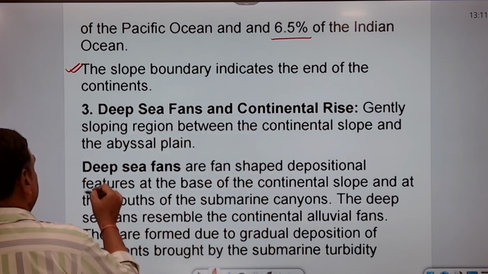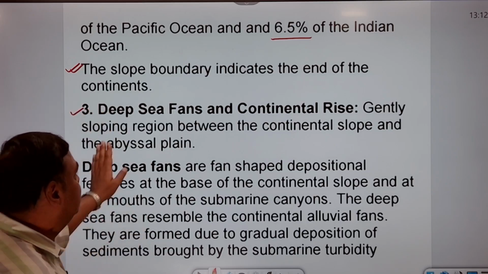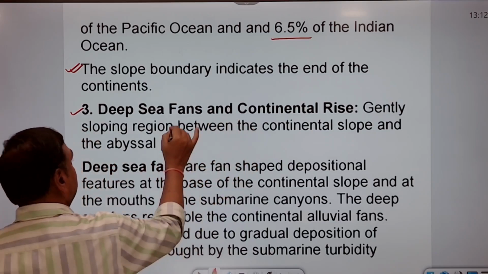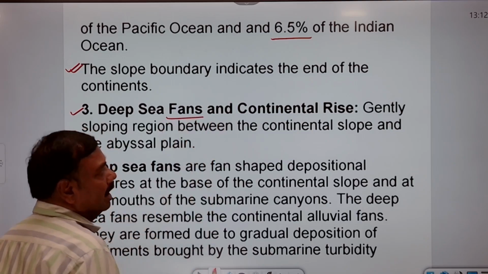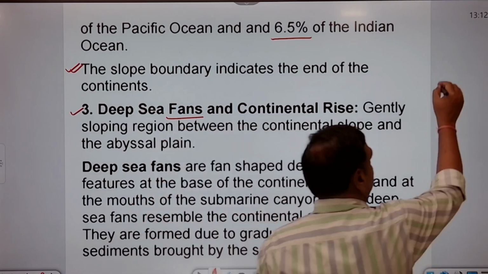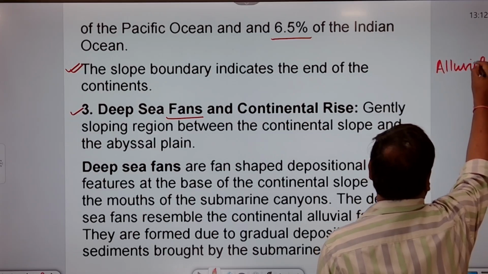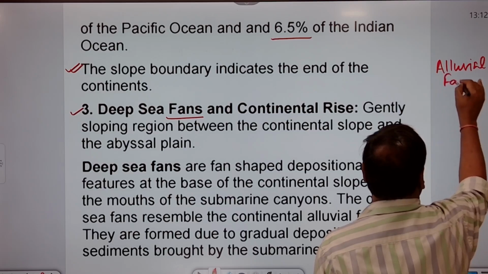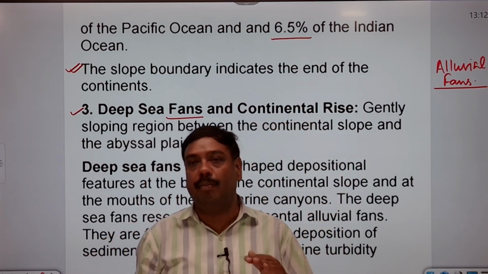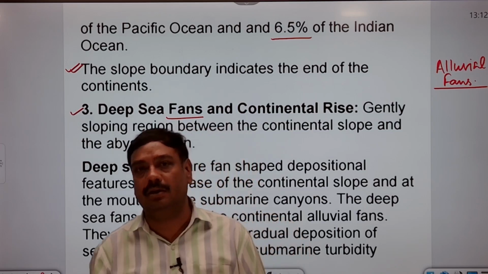Now come to the third part. The third relief feature has been defined as deep sea fans and continental rise. Deep sea fans, remember here, the fan term we have seen in the alluvial landform. If you remember, we have alluvial fans, and I told you that alluvial fans are formed always at the foothills, at the bottom of the mountain.